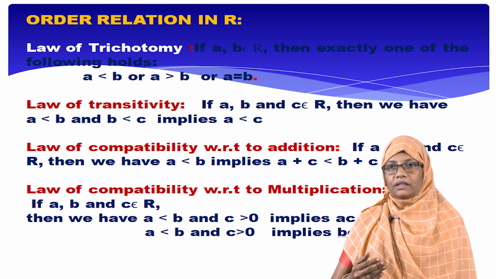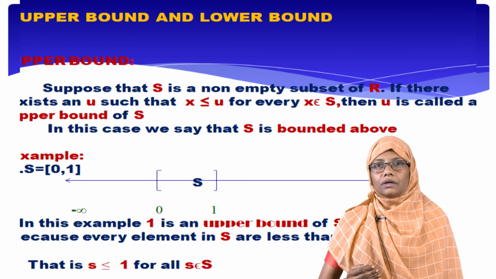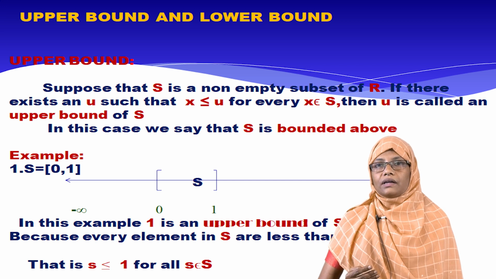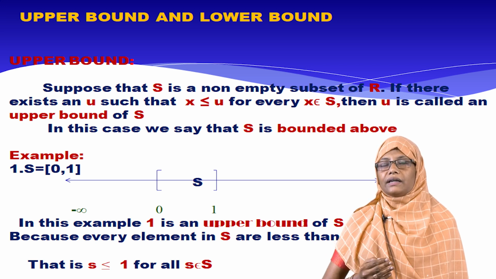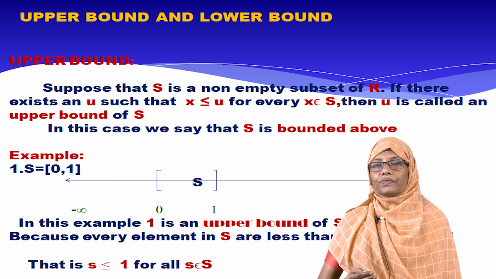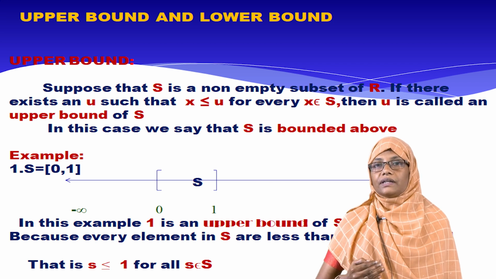Next, I am going to take the concept of upper bound and lower bound. First, see the definition of upper bound. Suppose that capital S is a non-empty subset of R. R is the real numbers. If there exists an element U such that x less than or equal to U for every x in capital S, then U is called an upper bound of S. In this case, we say that capital S is bounded above.